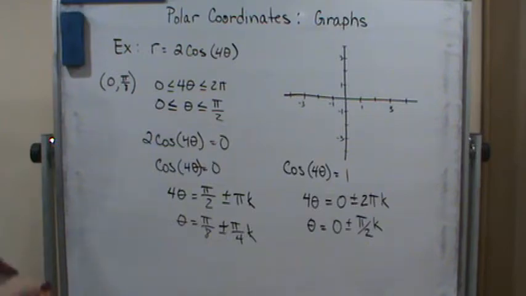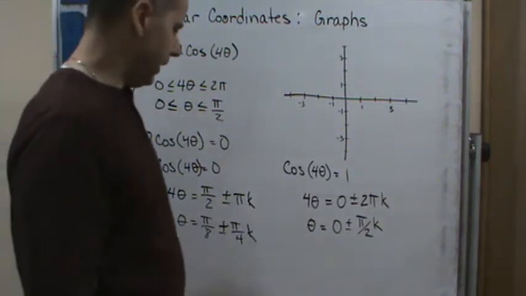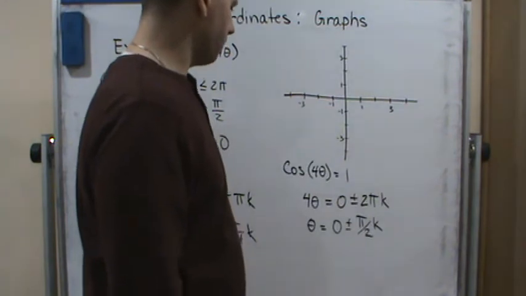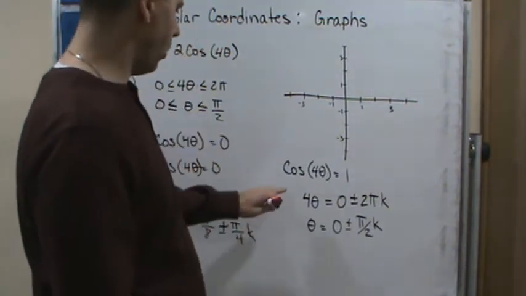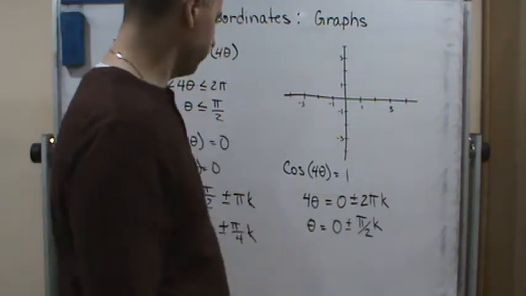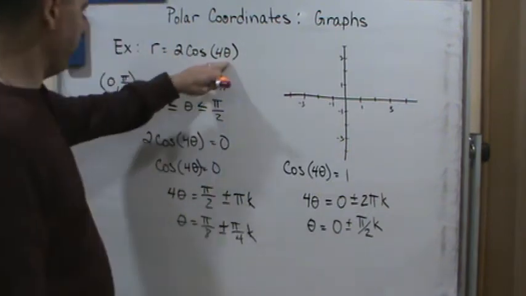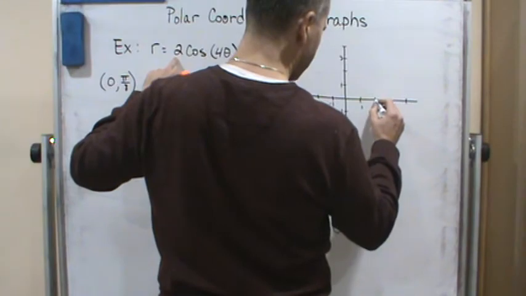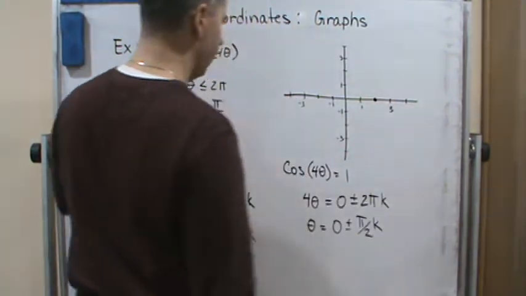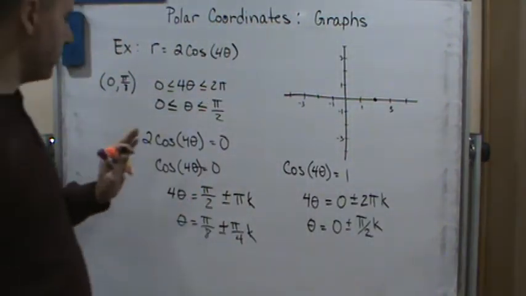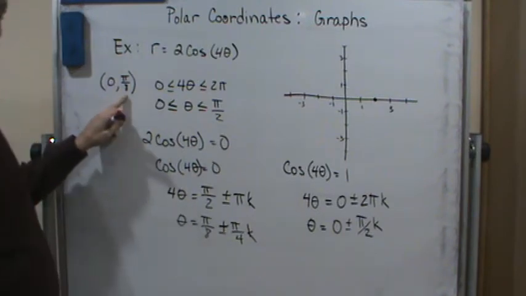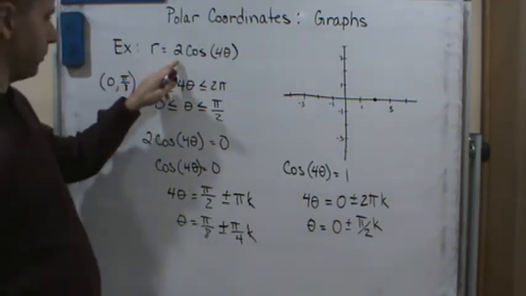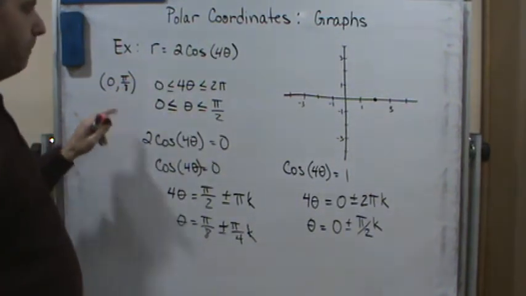Okay, so what happens? We know at 0, this is going to be 0 and we get 2. So at 0, we're going to be at 2. Now, from 0 to pi over 8, it's going to go from 2 to 0.